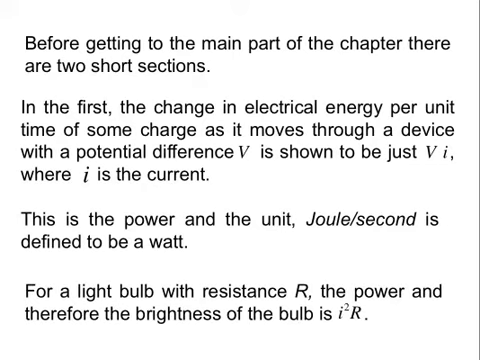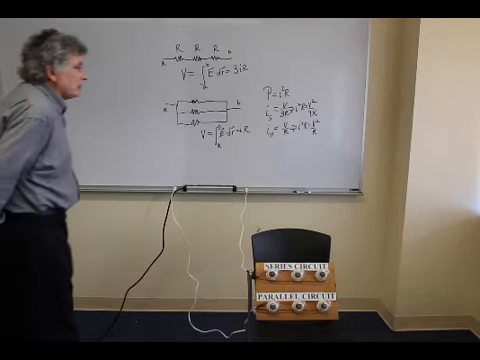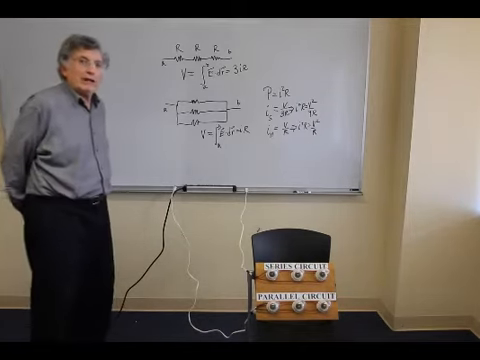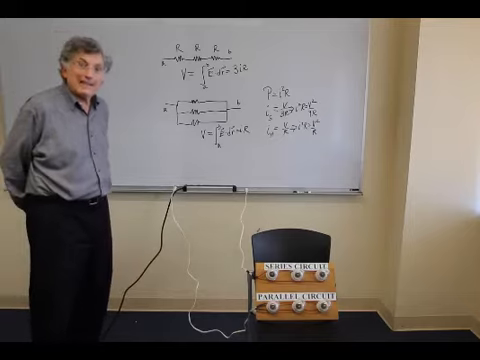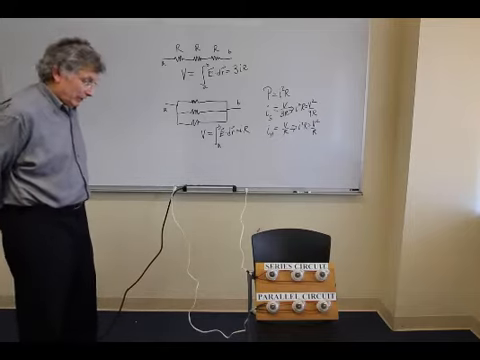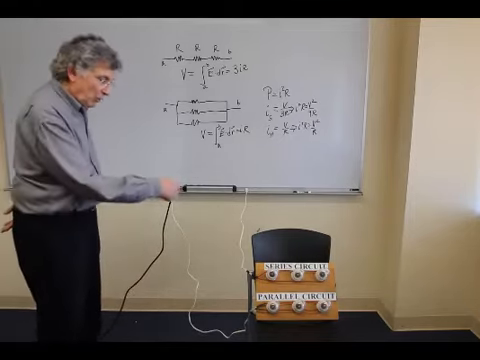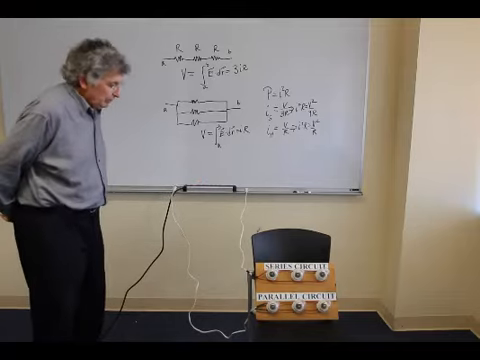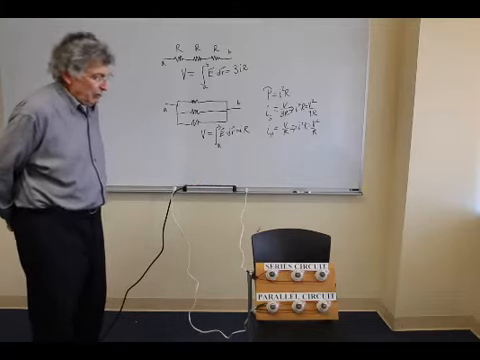For a light bulb with resistance R, the power, and therefore the brightness of the bulb, is I squared R. This is just a simple demonstration to show that everything you read in the book might necessarily be so. In the first case, we're going to have three bulbs, three equal resistances, connected in series.